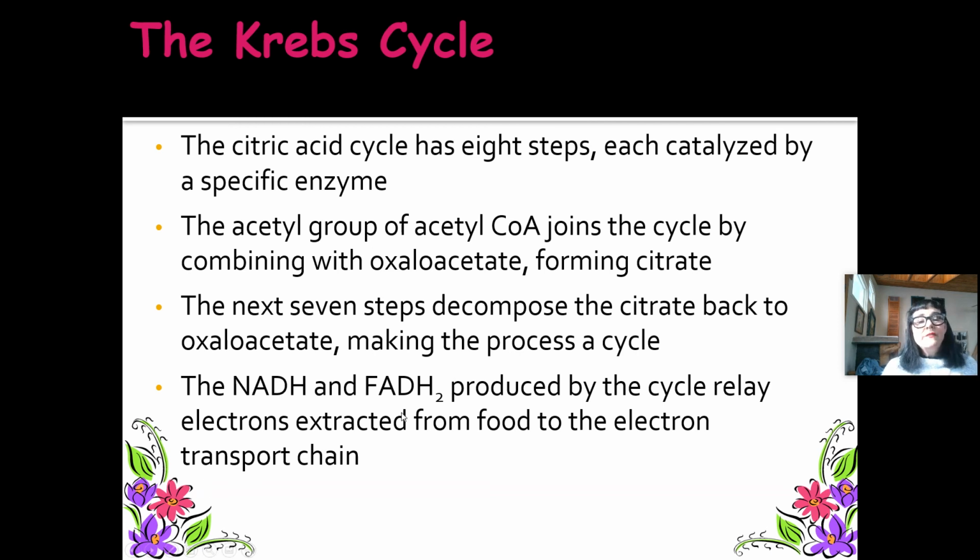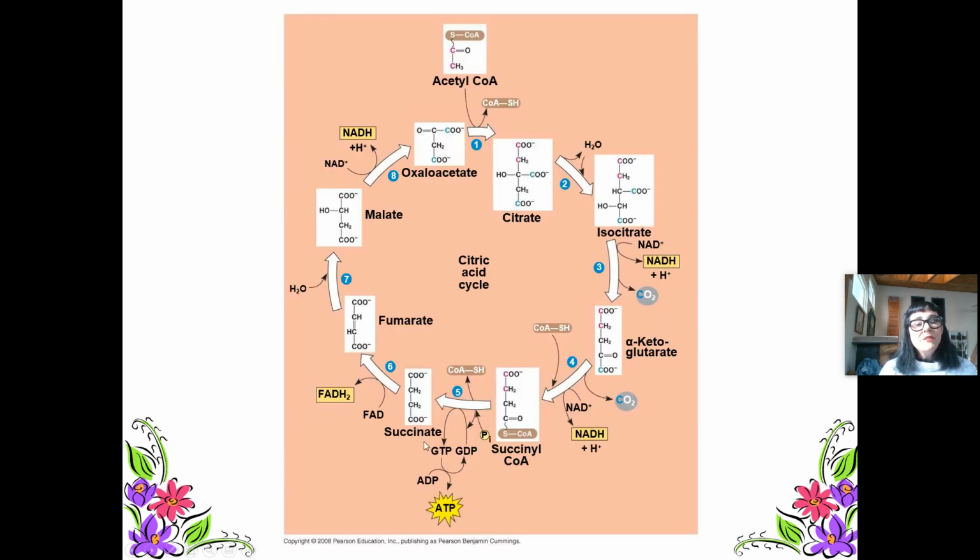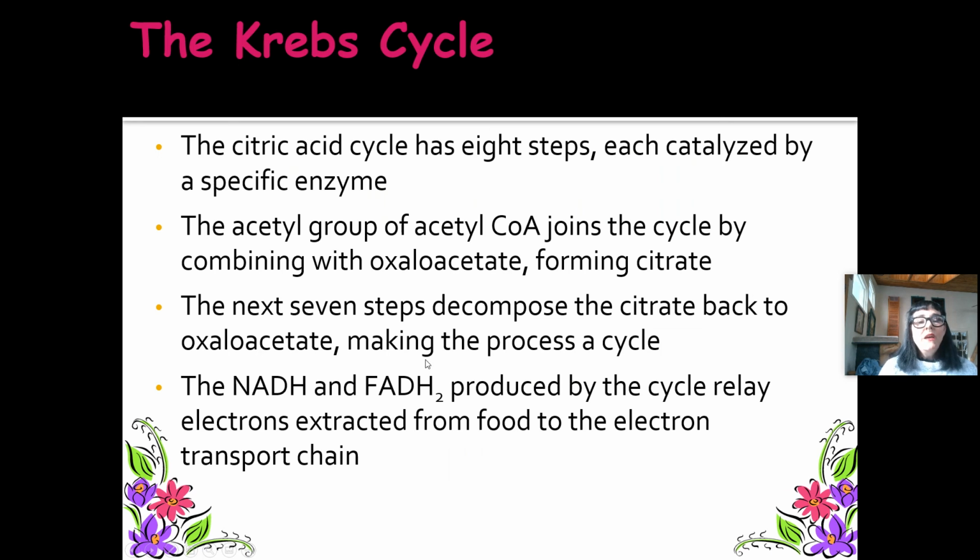All right, now this is a really important part, and I would circle this if I could. The NADH and FADH2 that are produced by the Krebs cycle are going to take all those high energy electrons that have been extracted to the electron transport chain. Now it says here, extracted from food. What food are we using to exemplify this? If you said glucose, you're right.